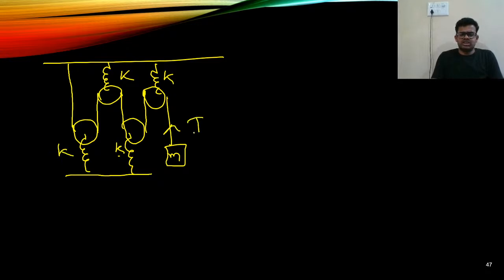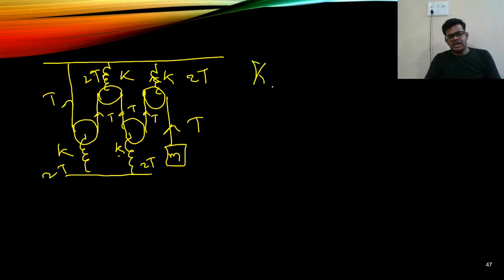Tension in this is T. Tension in this is 2T. Tension in this entire spring is T, T, T, T, T. Okay, tension in this spring is 2T. This spring 2T, this spring 2T and this spring also 2T. So we can say all springs are having the same tension 2T. On the block tension is T.